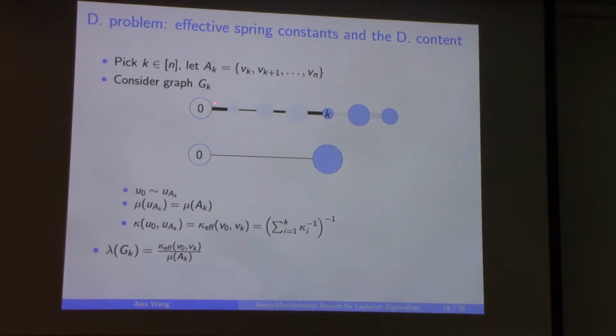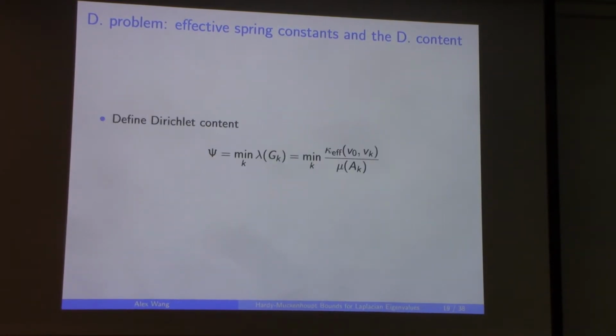So let's see what happens when we push k to the end. As k gets larger, your mass is going to get smaller, but your spring constant is also going to get smaller, the effective spring constant. As you go to the left, the effective spring constant is going to get larger, and the mass is also going to get larger. So there's going to be some optimal trade-off that you're going to pick, and you're going to pick that optimal k. And I'll define that to be my Dirichlet content. Psi is just going to be the minimum over k of the oscillation of the two-node system defined by that k. So just unwrapping this, it's the minimum over k of the effective spring constant between v0 and vk, divided by the mass of the vertices after k.